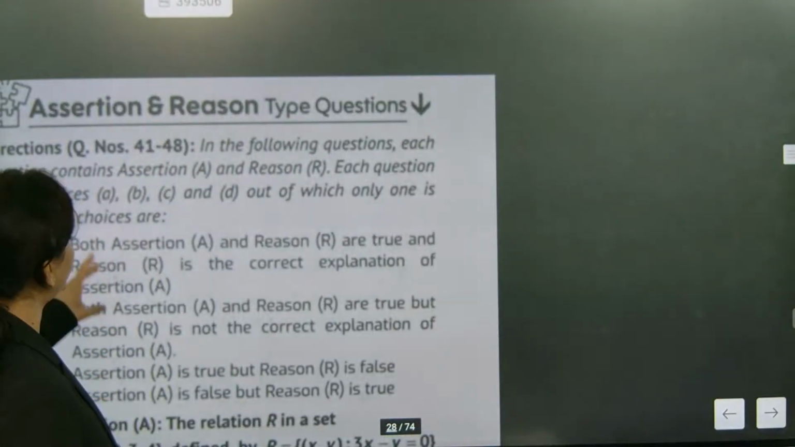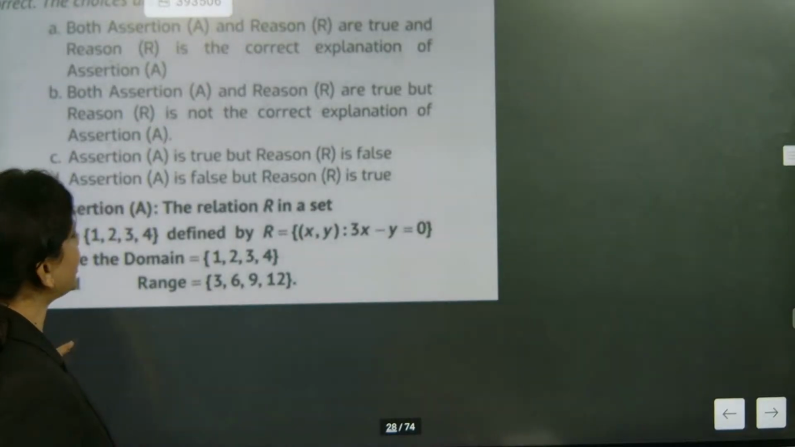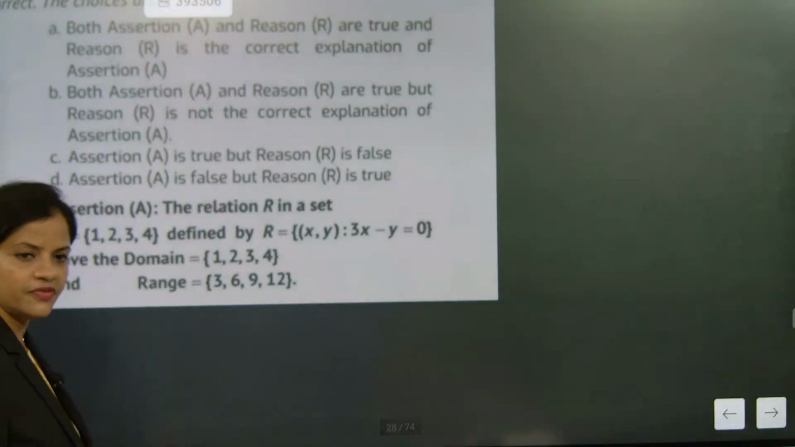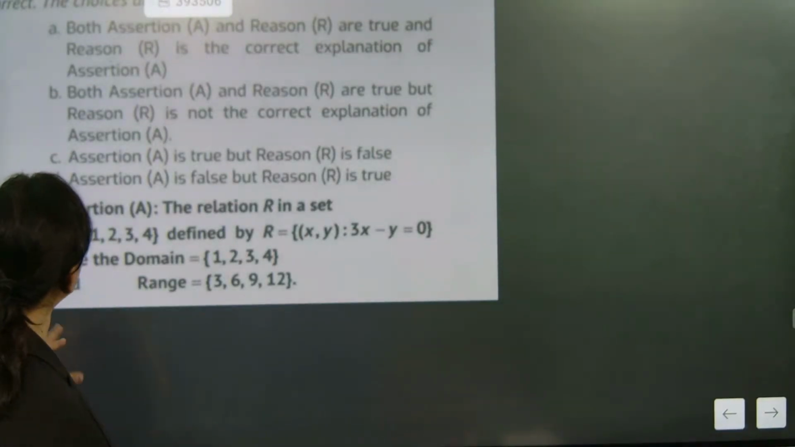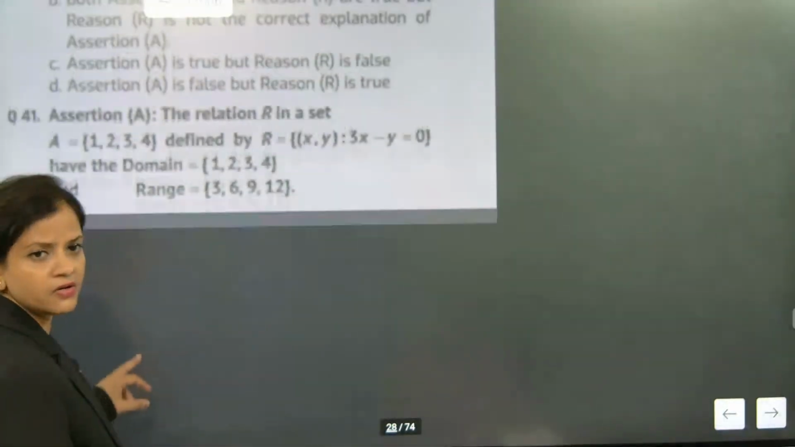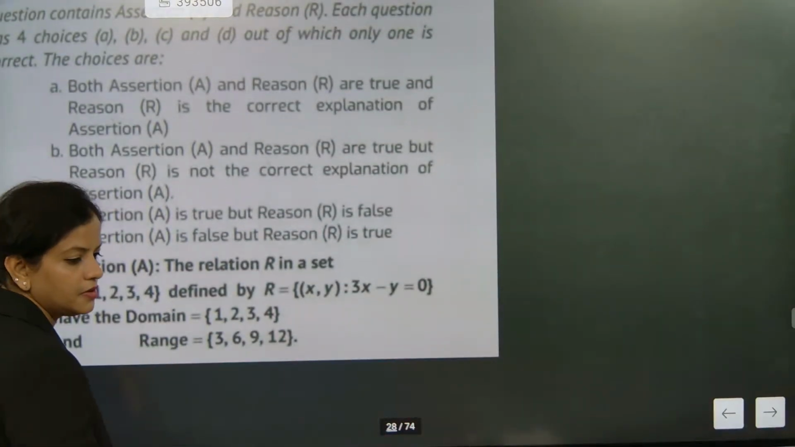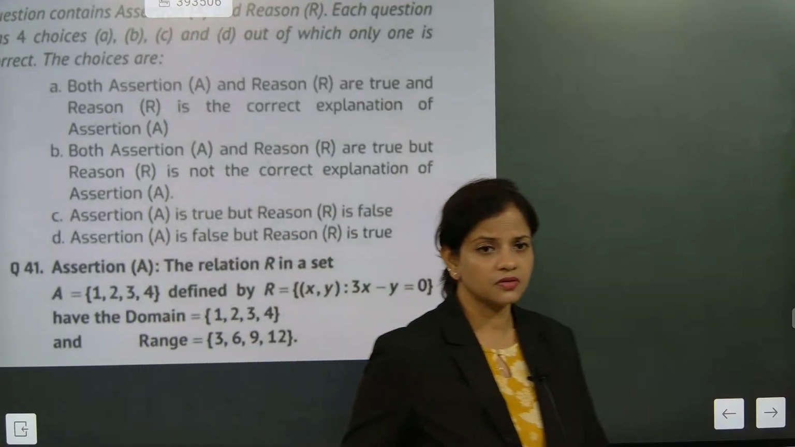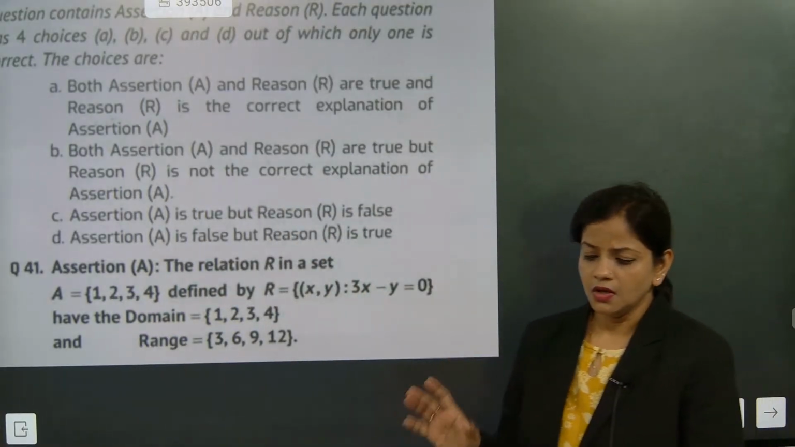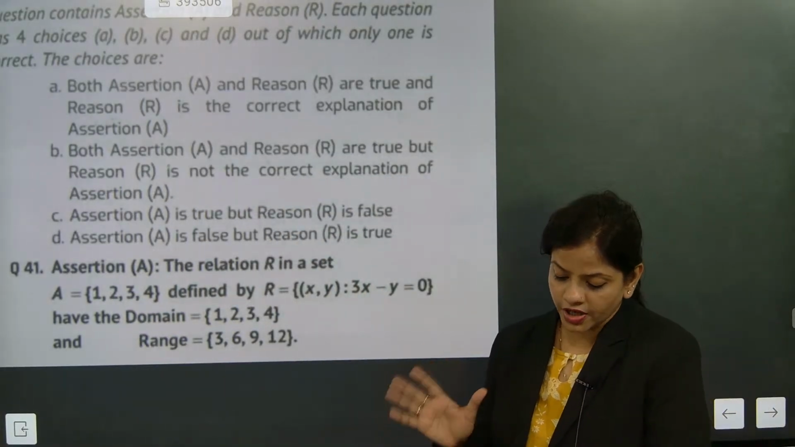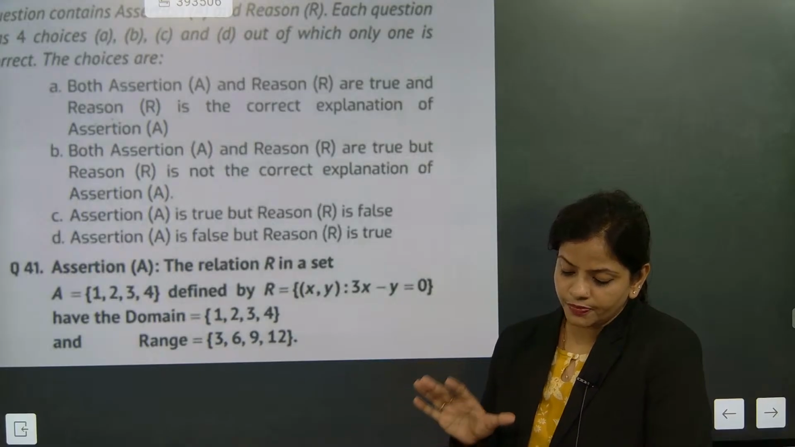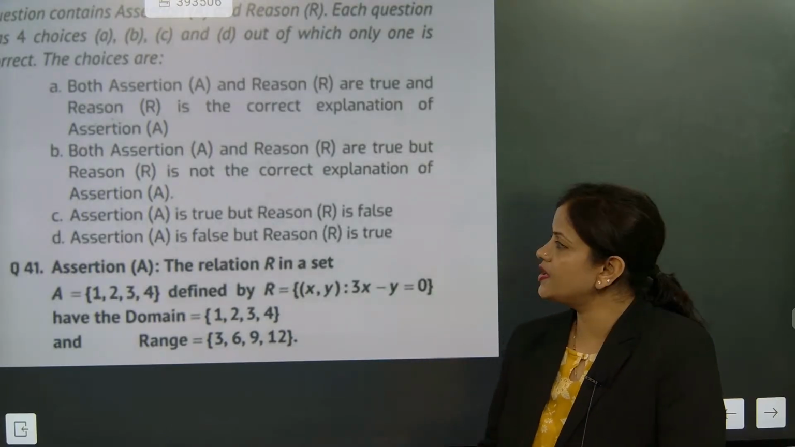Now we are going to head towards assertion and reason. I think assertion reason we have done. Assertion reason also we have done. 41. Okay, fine. Relation function is, sorry, assertion reason is most important. Everybody, please kindly do assertion reason.